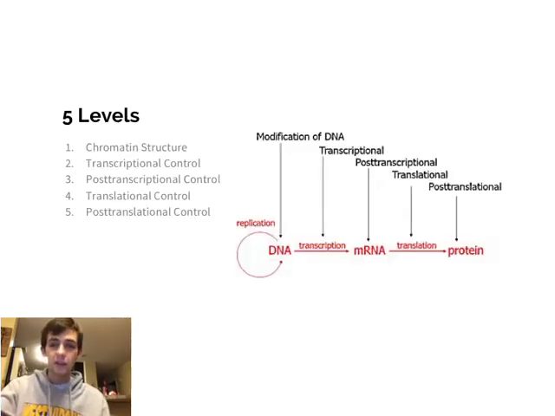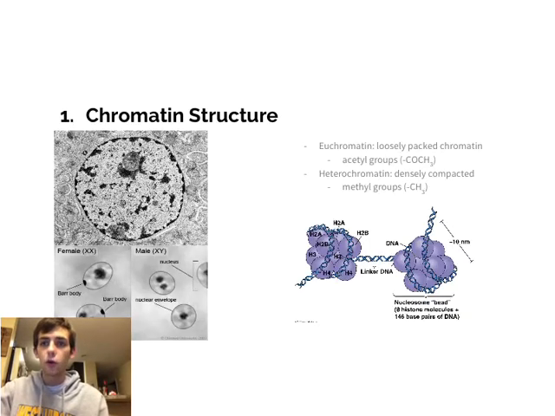We're going to focus on 5 different levels of gene regulation in eukaryotes. Specifically, we're going to talk about chromatin structure, transcriptional control, so how do we control transcription occurring, post-transcriptional control, so what happens after transcription, translational control, and post-translational control. This diagram here is showing the central dogma of biology, essentially, DNA being replicated, undergoing transcription to mRNA, and then mRNA turning into protein through translation, and all of those checkpoints, if you will, to regulate gene expression. So we're going to first focus on chromatin structure.